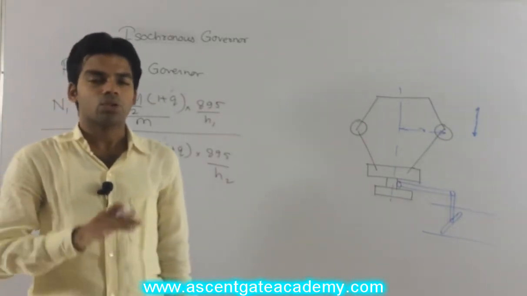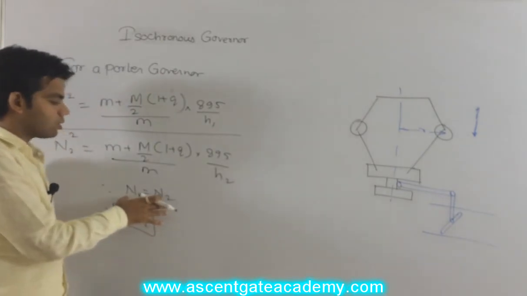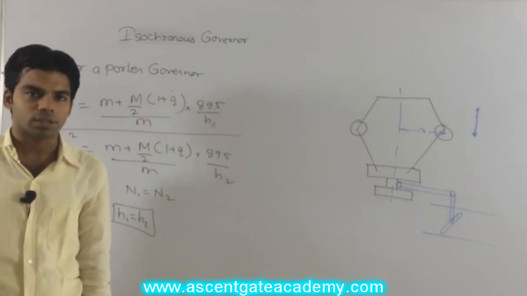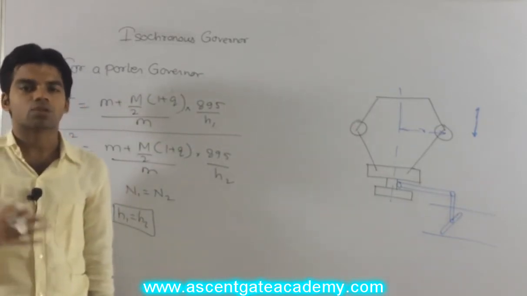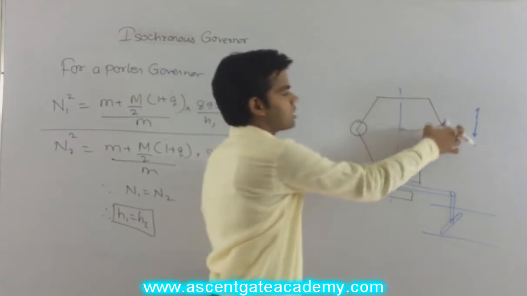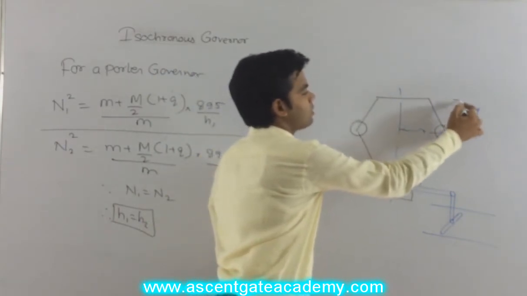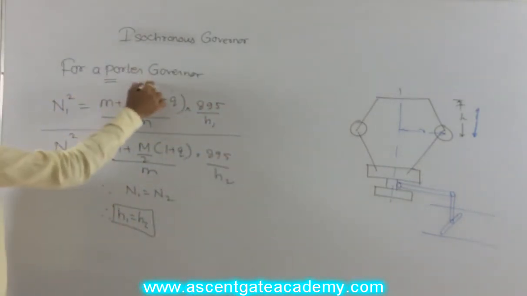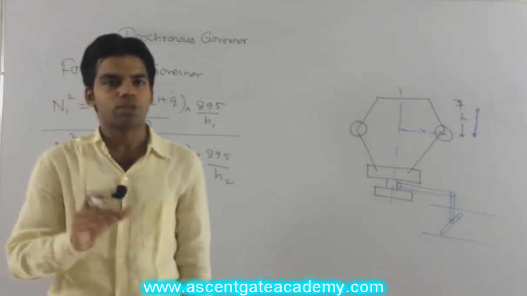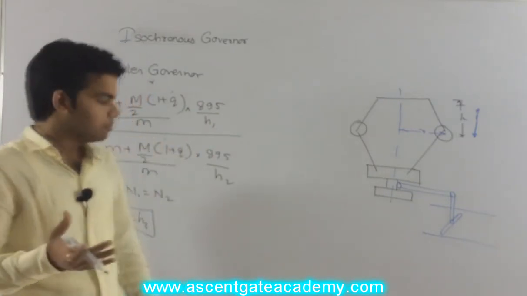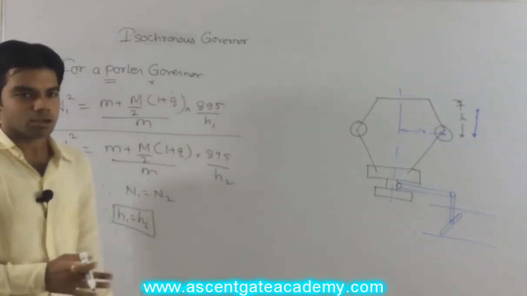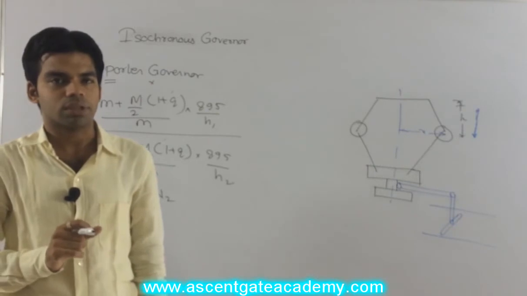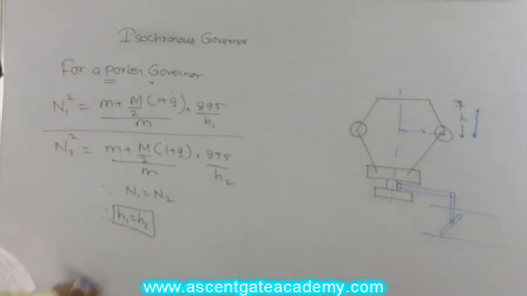Getting this one? Okay, so is it possible that if n1 is equal to n2, the condition we are getting is h1 is equal to h2? That means for different radii of rotation, the height of the governor is the same, which is not possible, because as the radius of rotation changes, the height of the governor will change correspondingly. Therefore a Porter governor can never be an isochronous governor. This is the conclusion we get, because when we equate the speeds, we get h1 equal to h2, which is not possible. Clear or not?